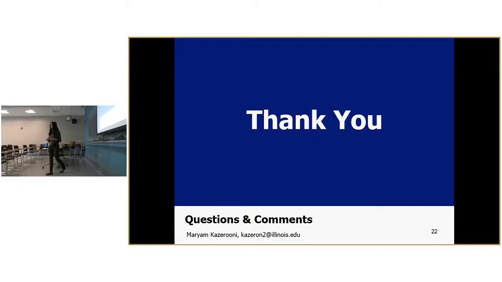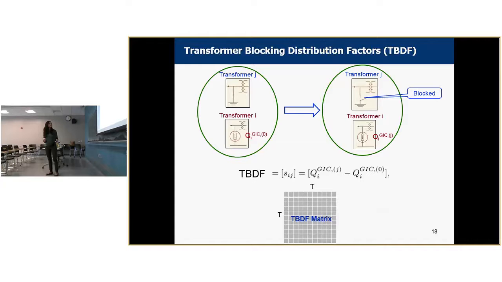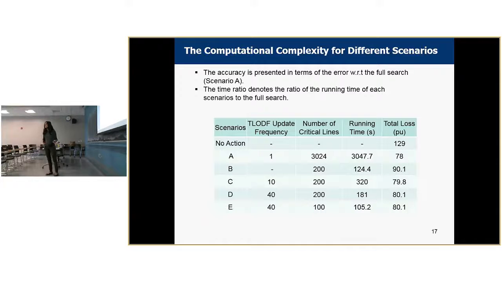If you look back to the last slide where you showed... This one? Yeah. So in A, you only updated the TLODF once? No, every iteration. Every iteration? Yes. And then in E, it was every 40 iterations? Yes, that's true. And the runtime was 3,000 seconds. Yeah, so scenario E, the running time is almost 3% of the full search.